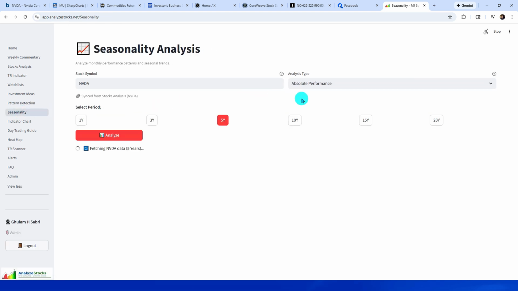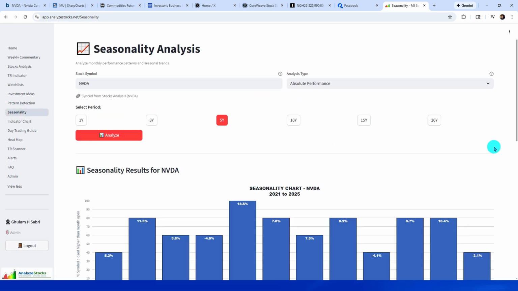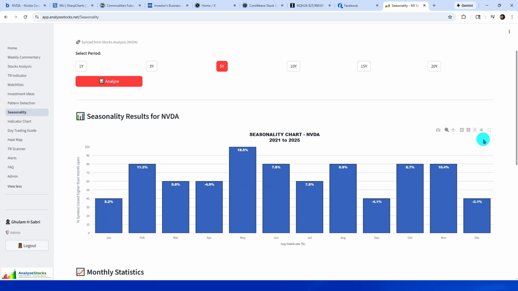We can also take a look at seasonality. Seasonality tells us in which month this particular stock, which was Nvidia, as we chose here in stock analysis, performs how much on average during the last 5 years, for example, or maybe we can choose 10 year, 15 year, 20, whatever. If we press analyze, then it will update these things. For example, it is telling us 100% of the time during the last 5 years, Nvidia on average in the month of May has produced 18.5% return.